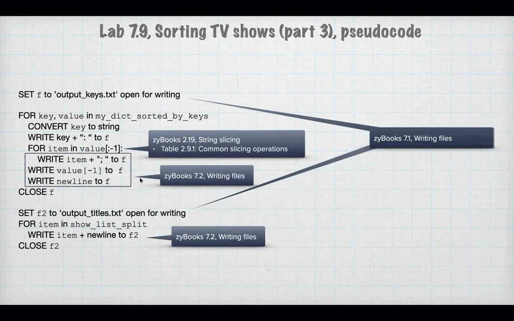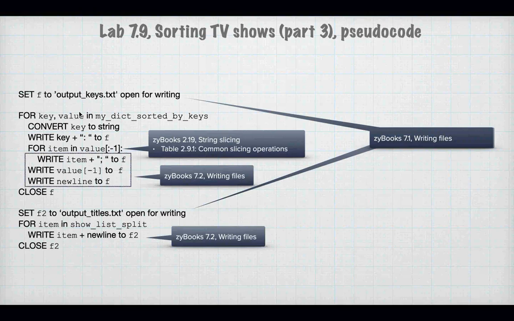And then part three, this is why I said it's like a project. You're going to open an output.txt for writing, and for every key value pair in the sorted dictionary, you're going to convert the key to a string, you're going to separate it by colon space, and then for every one you're going to slice, basically. So this is the slicing. You're going to write what you have sliced to the file. These are all just string slicing that you're doing. And then you're going to close that file.